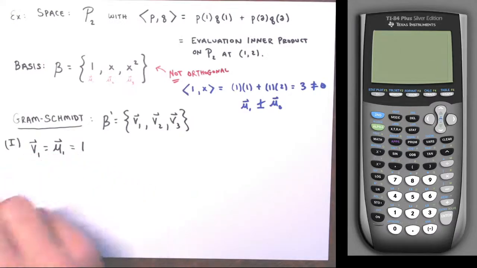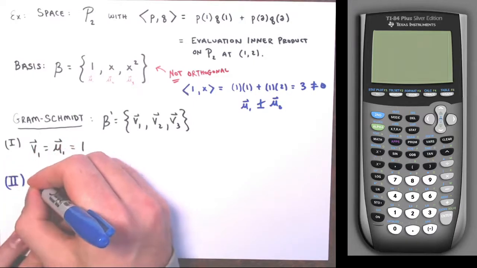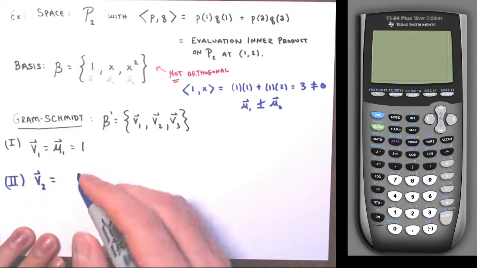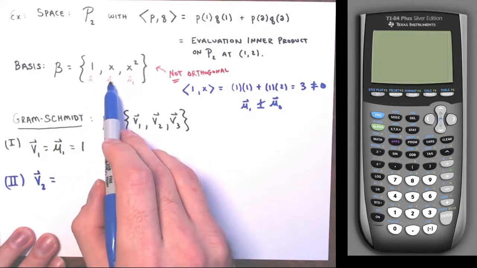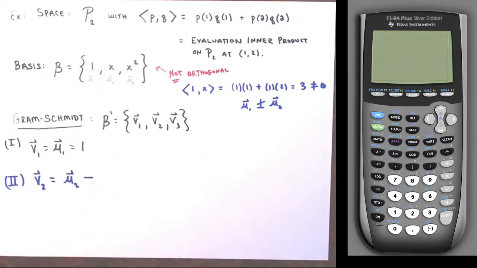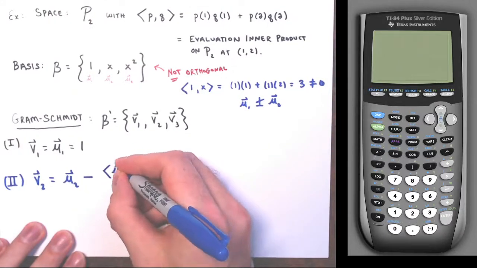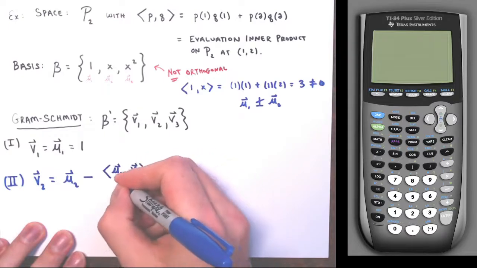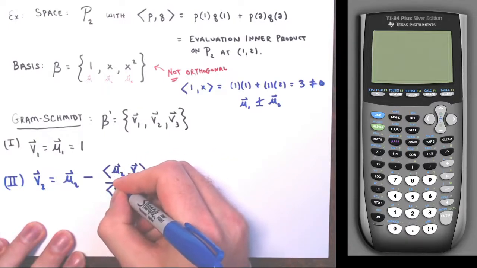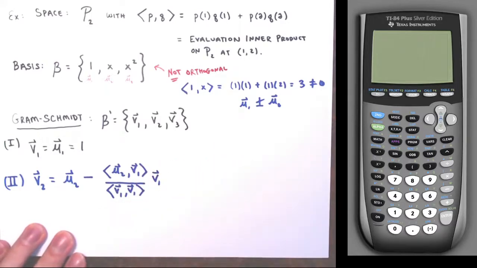Okay. Second step, the second vector, v2. I start off with the second original basis vector, u2, and then I subtract from that the projection of u2 onto v1, which is the inner product of u2 with v1 divided by the inner product of v1 with v1, times v1. This is the projection of u2 onto v1, and that's where I'm stopping.